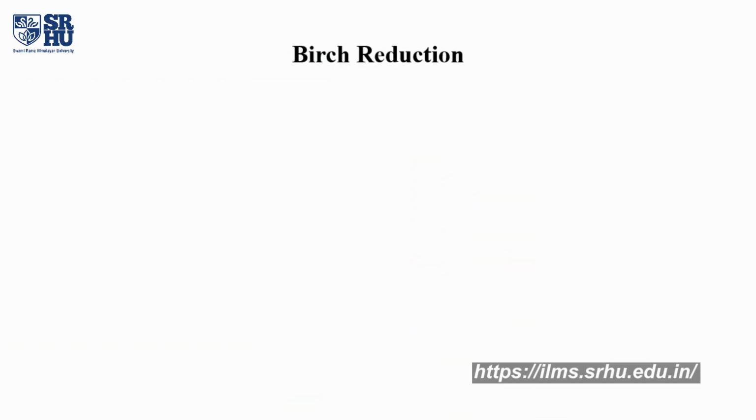So dear students, now we are going to study our next named reaction, which is Birch reduction. Birch reduction is basically a reduction reaction, and in this reaction there is an arene which is converted into 1,4-cyclohexadiene.